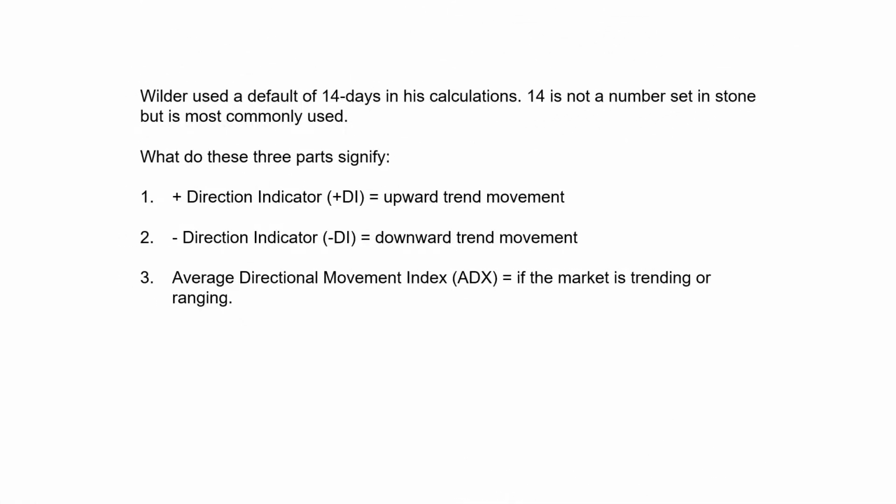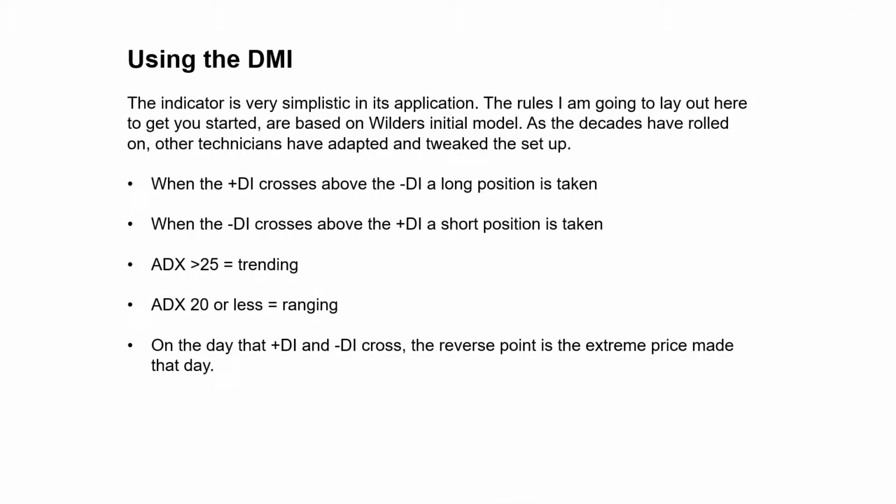And it's made up of three parts: the plus DI, which is the upward trend movement, the minus DI, the downward, and the average directional movement, which gives you the trend range. And it's normally set to 14 periods. And the basic rules behind it: when the plus DI crosses the minus DI, a long position is to be taken, and vice versa, minus through the plus DI, and greater than 25 ADX, it's trending, unless it's ranging.